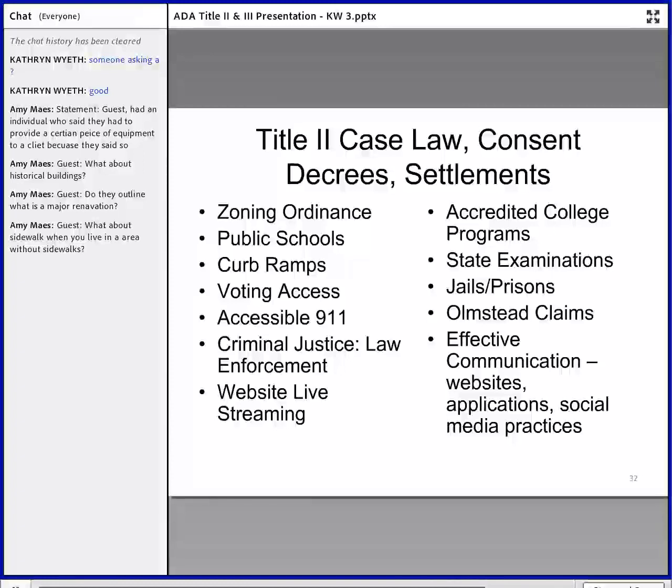Accessible 911, the ability to be able to use that. Lots and lots of criminal justice, jails and correctional facilities, accommodations and barriers, architectural barriers. Website and live streaming. Cities have been dinged for live streaming hearings or public meetings or special meetings, and then not providing captioning or providing a means by which someone can get that information effectively communicated. Accredited college settings, state examinations, again, those questions about mental health or physical disability, homestead claim we talked about, applications, and social media practices as well.